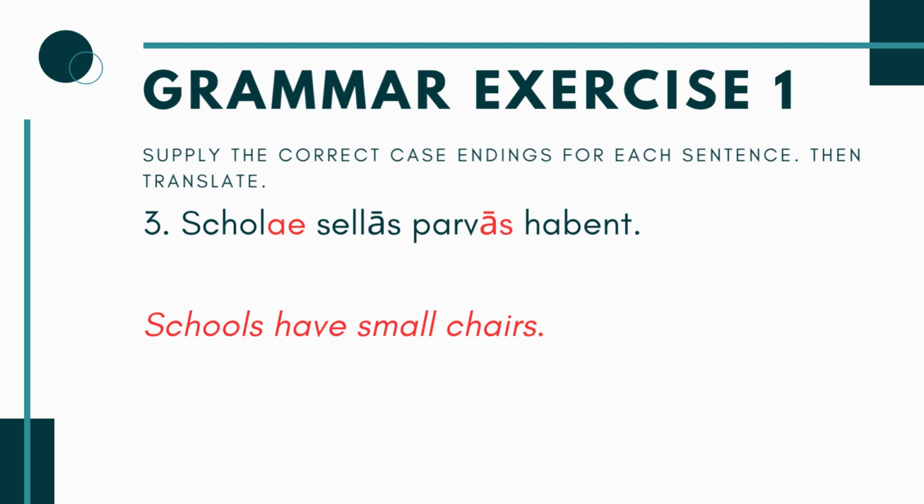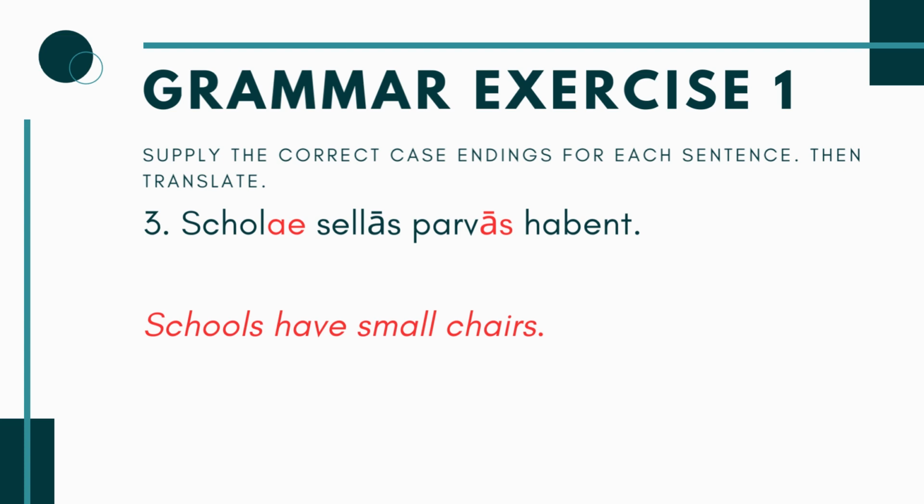I need a subject. I need it to be plural. It's going to be scolai, right, with the AE. I'm saying the schools have chairs, right? Sellas. Now we have the adjective parv here, and I've been saying that normally in Latin you want to put the adjective with the noun it's going with. That's what they're doing in all these exercises. So it's not small schools, it's small chairs, because parvas is coming right after sellas.